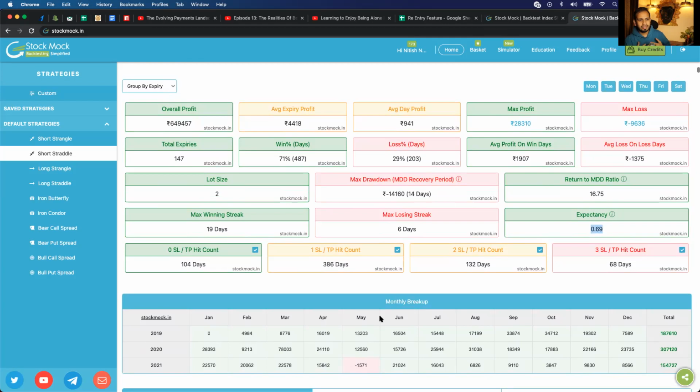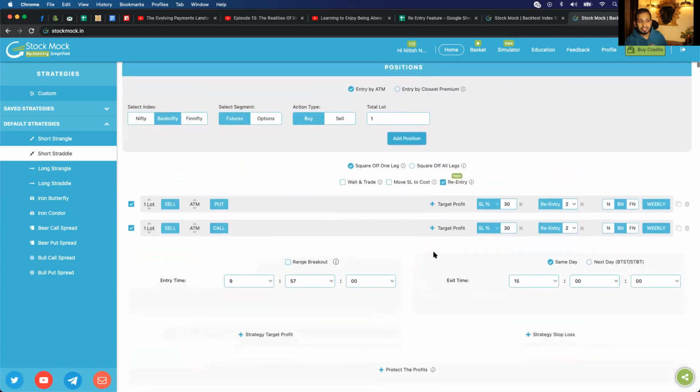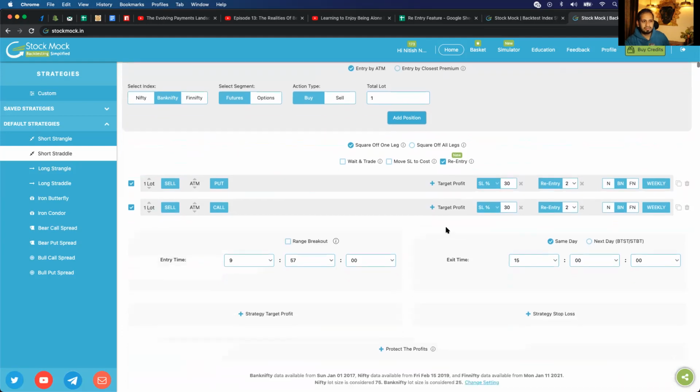For me, and for my beta users friends, it's working great. Try it out yourself. I'm again telling you, I've just shown you the vanilla strategy. What is vanilla? Vanilla strategy means I've not used any complicated thing. I've not used move SL2 because I've not used wait and trade. I've not used range breakout. I've not done multiple legs, 4-leg things. It's very simple thing. And still it's showing good results. Kindly find anything that the results are good to you. Only trade that.